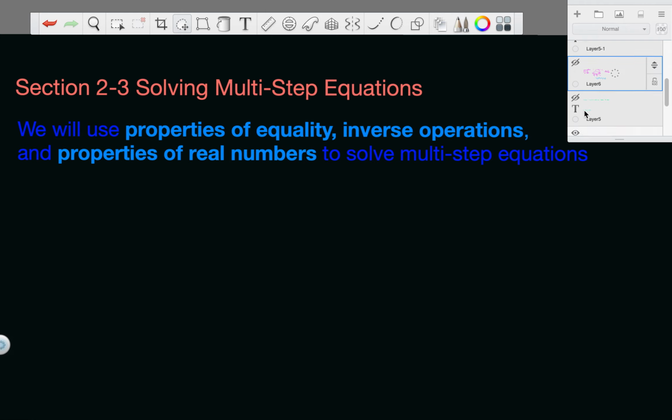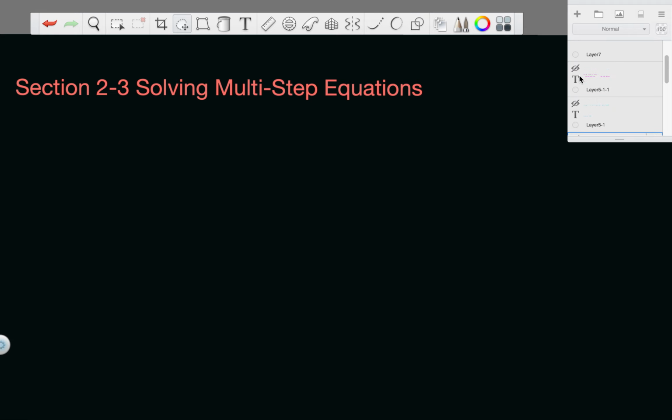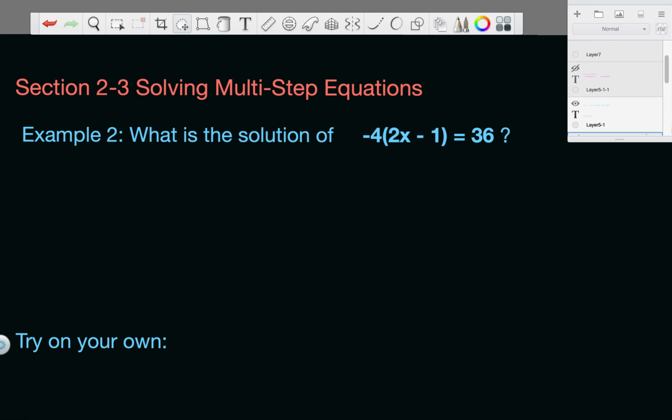Next up, we have this next example, okay? So what is the solution of negative 4 times the quantity of 2x minus 1, which equals 36? So I see parentheses, so instantly my head goes to the distributive property. So we have talked about before, this number in front of the parentheses needs to be distributed or multiplied through both of the terms that are inside of the parentheses. So let's rewrite this out with that going on.